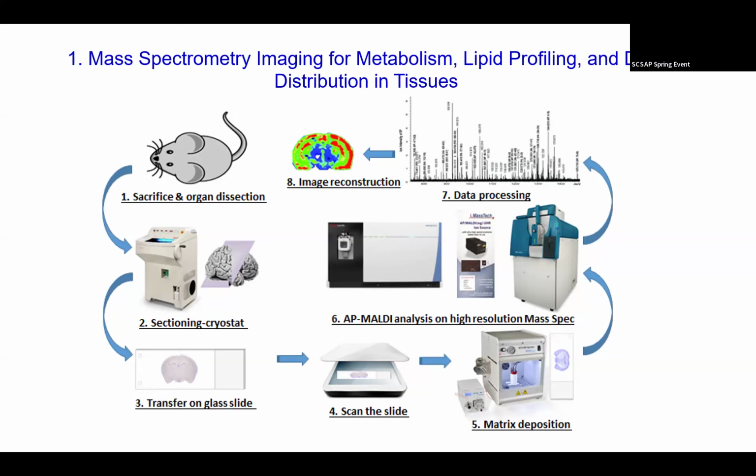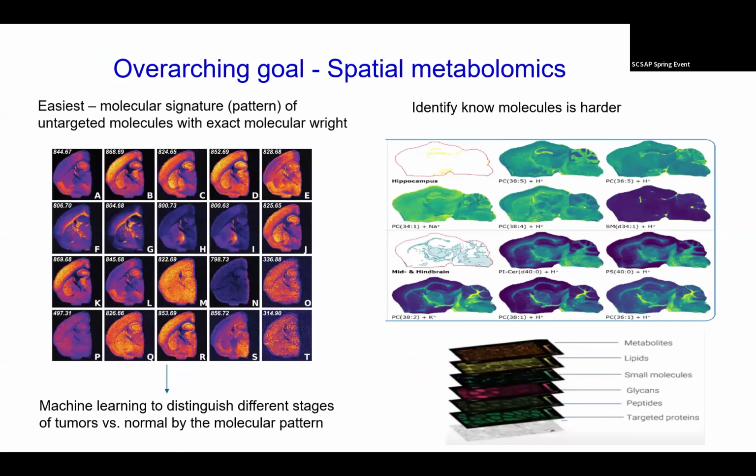Once we get the signal, the software reconstructs the image to show where the molecules are. Are they in cancer cells, stromal cells, blood vessels, or extracellular matrix? It's very easy to do a molecular scan. For example, if we don't mind what the molecule is, I can scan all the molecules at 1 Dalton differences and construct an image. That's very easy to do. Everybody can get that image.